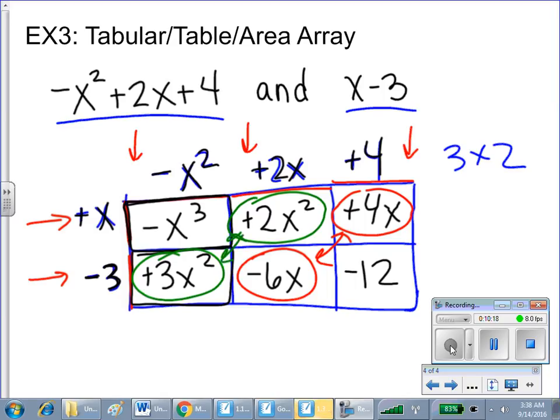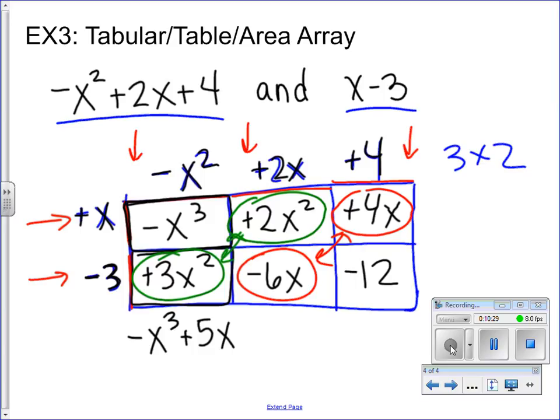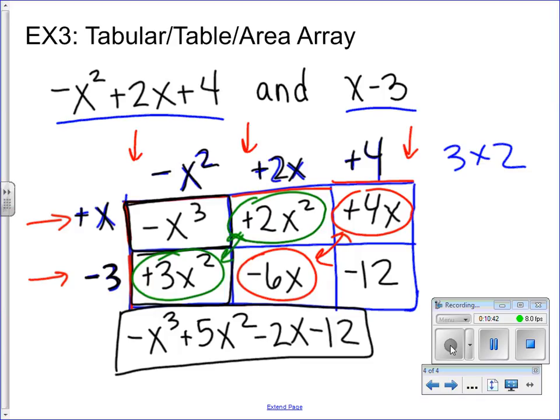And now I'm going to write out my polynomial. The negative x cubed stays by itself. The positive 3x squared and the positive 2x squared get combined to positive 5x squared. The negative 6x and the positive 4x get combined to negative 2x. And then the negative 12 gets added on at the end. Here's my polynomial, same expression as the last two examples.